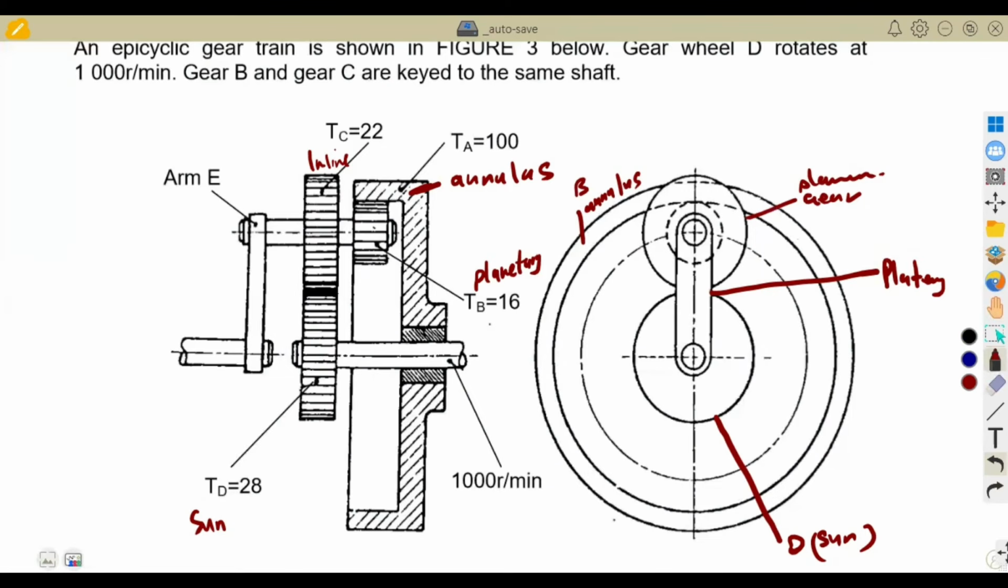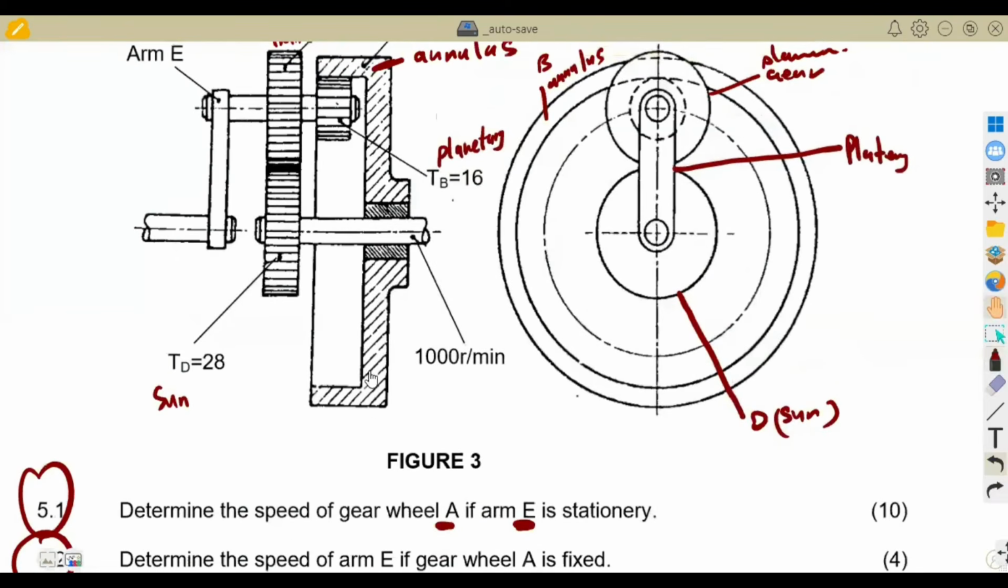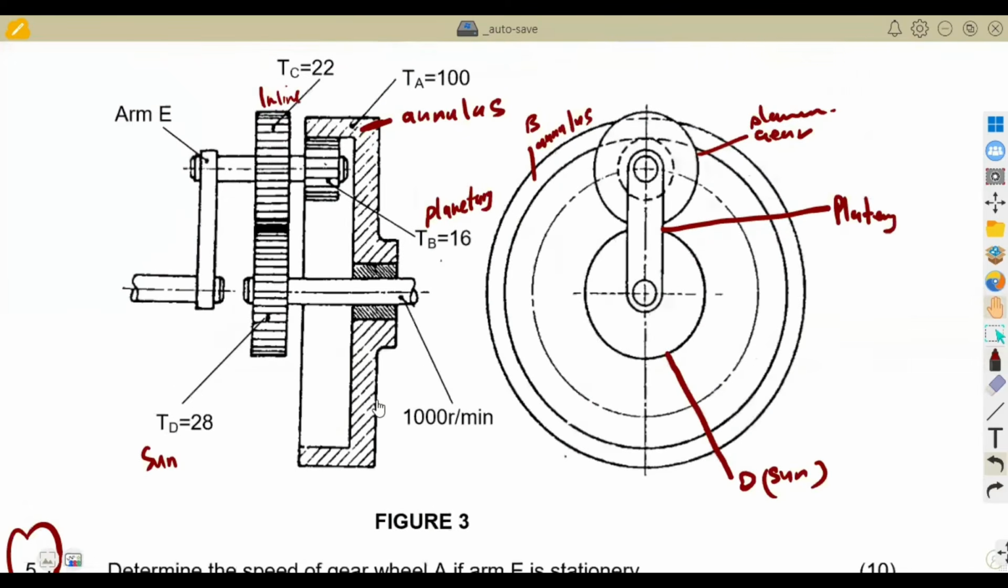So the question was to determine the speed of gear wheel A if A is stationary, and then 5.2, determine the speed of E if gear A is fixed. We are going to answer this on a single diagram, but separate our questions later on. So this is the information that we have, and we've got 4 gears to be considered. That is gear A, the annulus.